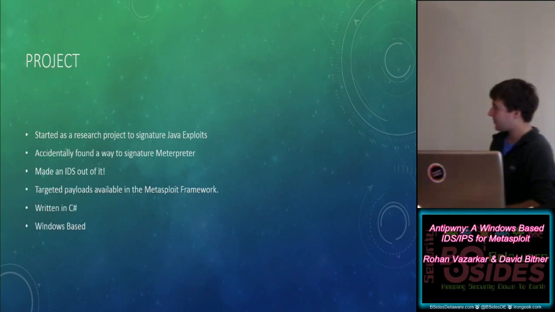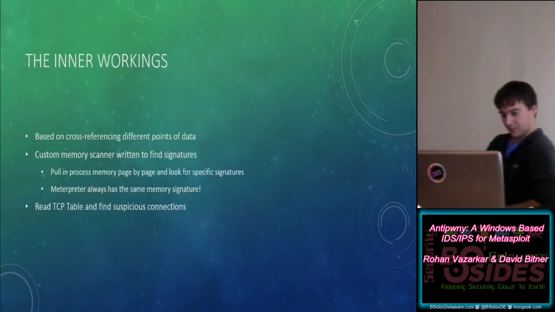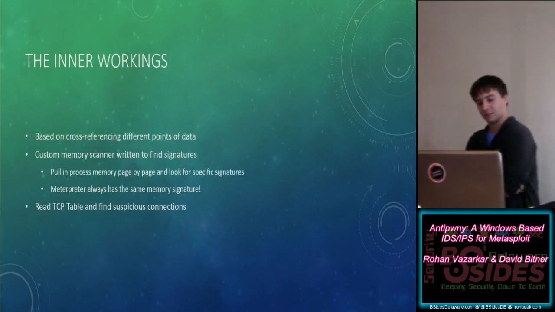But we decided to expand it a little further than that. We wanted to target all the payloads that you can have in Metasploit. There's a lot of different things you can do with the Metasploit framework. You can do reverse shell. There's a Java Meterpreter. There's the regular Meterpreter. We wanted to find them all. So we decided to write this all in C#, completely on Windows, because C# makes it really easy to make a GUI, and honestly, I am terrible with coding for Linux. So we'll get a little bit into the inner workings of antipwny here.